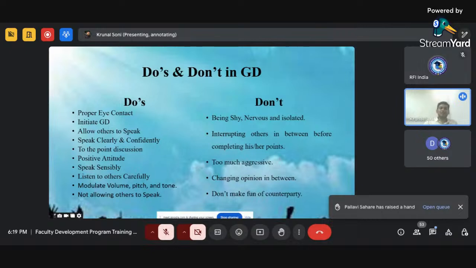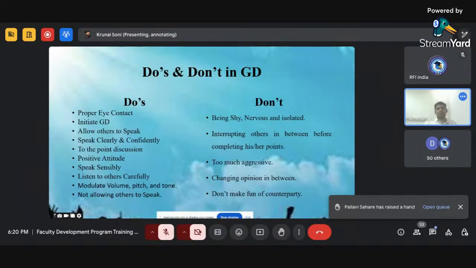Speak clearly and confidently, right? Whatever you are speaking, it should be clear, precise, confident, and the language should be very proper. To the point discussion is a very, very important point in the group discussion. Whenever you are part of a group discussion, you must ensure that whatever discussion you are doing, it is to the point. It should not be beyond the point and out of the track, right? So to the point discussion is a very, very important point as part of group discussion.